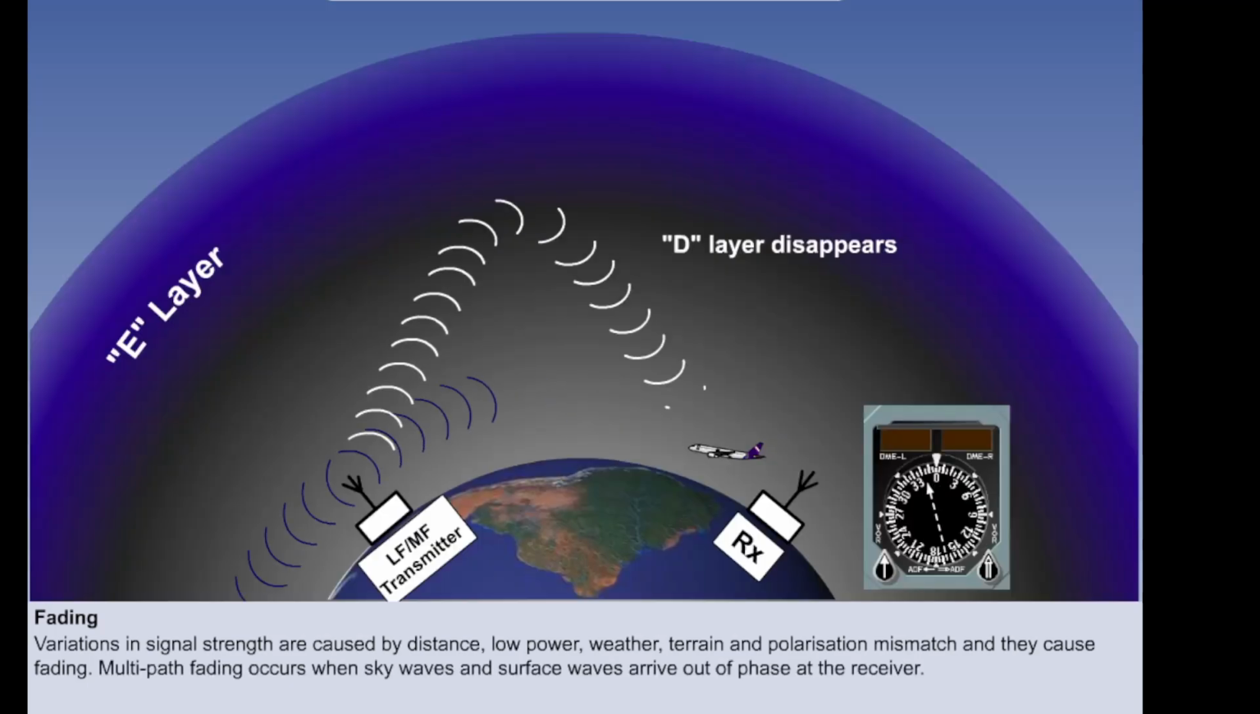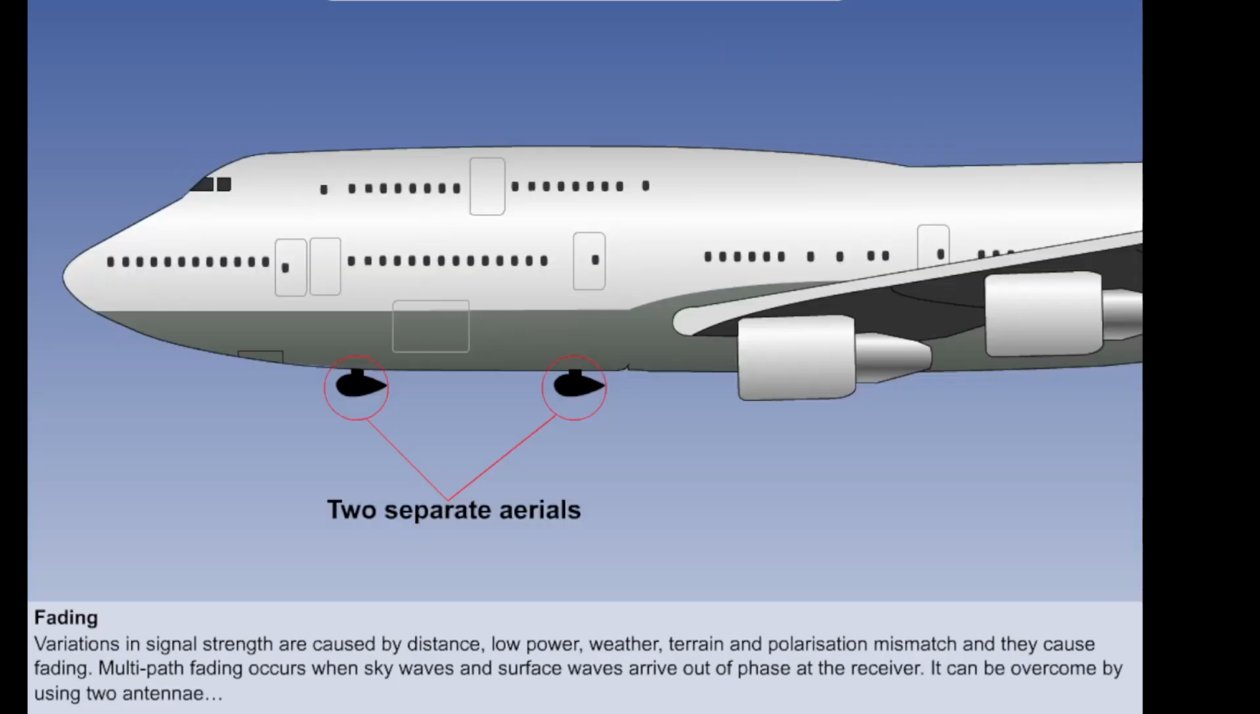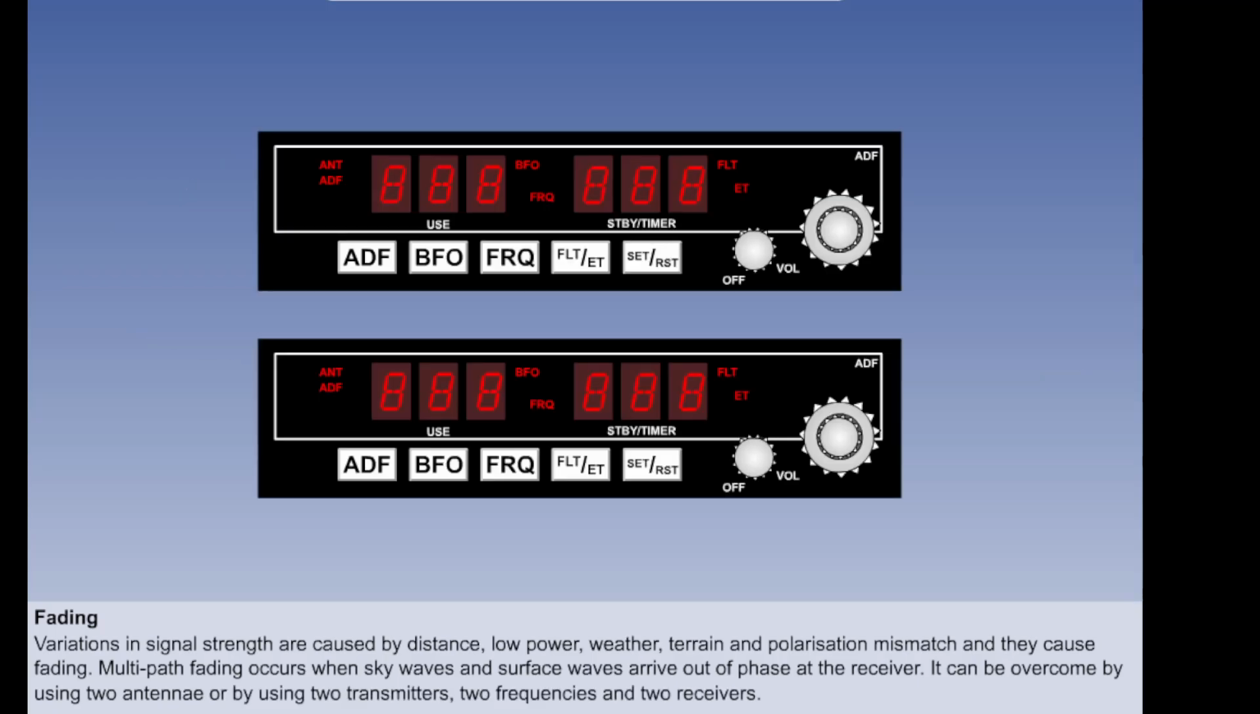Multipath fading occurs when sky waves contaminate surface waves in the low frequency and medium frequency bands. Multipath fading can be overcome by positioning 2 or more receiving antennae in different places, so that at least one will receive a good signal. This is called space diversity. It can also be overcome by using 2 transmitters and 2 receivers, each pair tuned to different frequencies. This is called frequency diversity, and one of the receivers will usually receive a good signal.